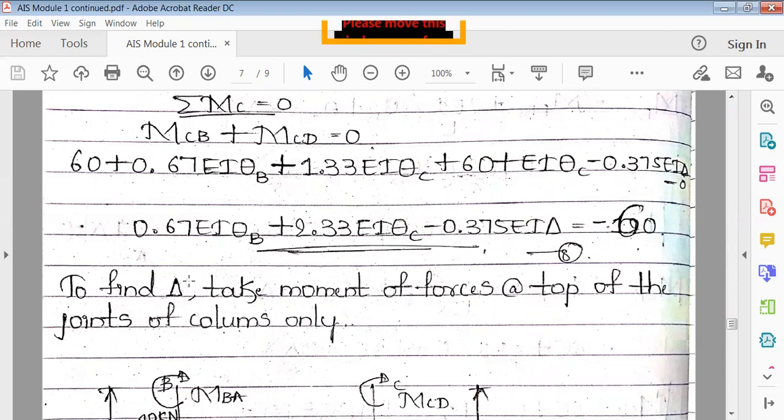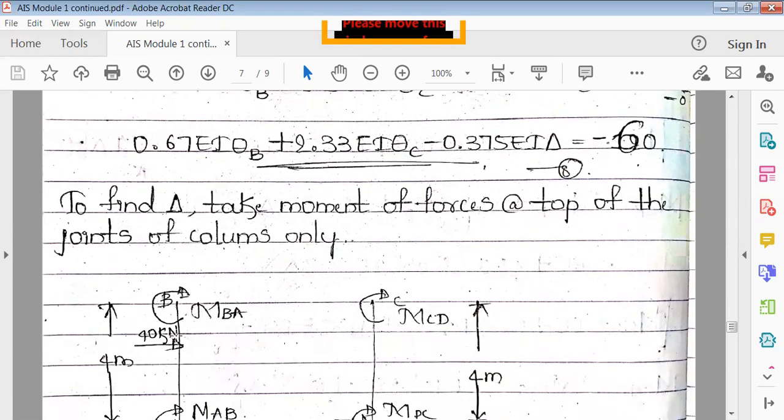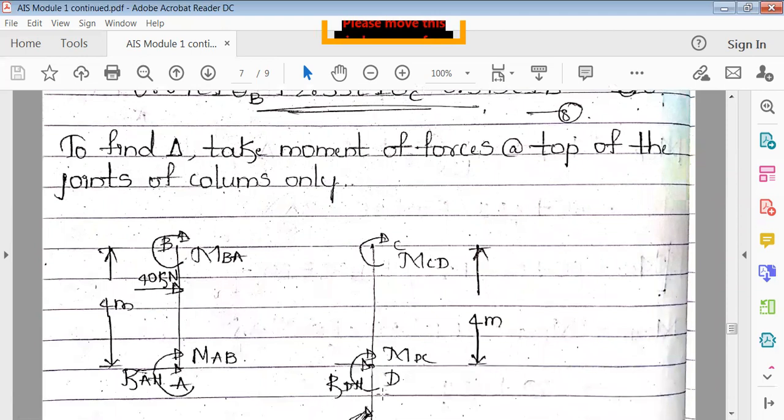So to find this delta, we are going to take the moment of all the forces on top of the joints of the columns only. So the columns are A, B, and C, D. So we are going to take the moment about B and moment about C only. Okay, so just draw these two diagrams, only these two, showing all the forces and moments in it.